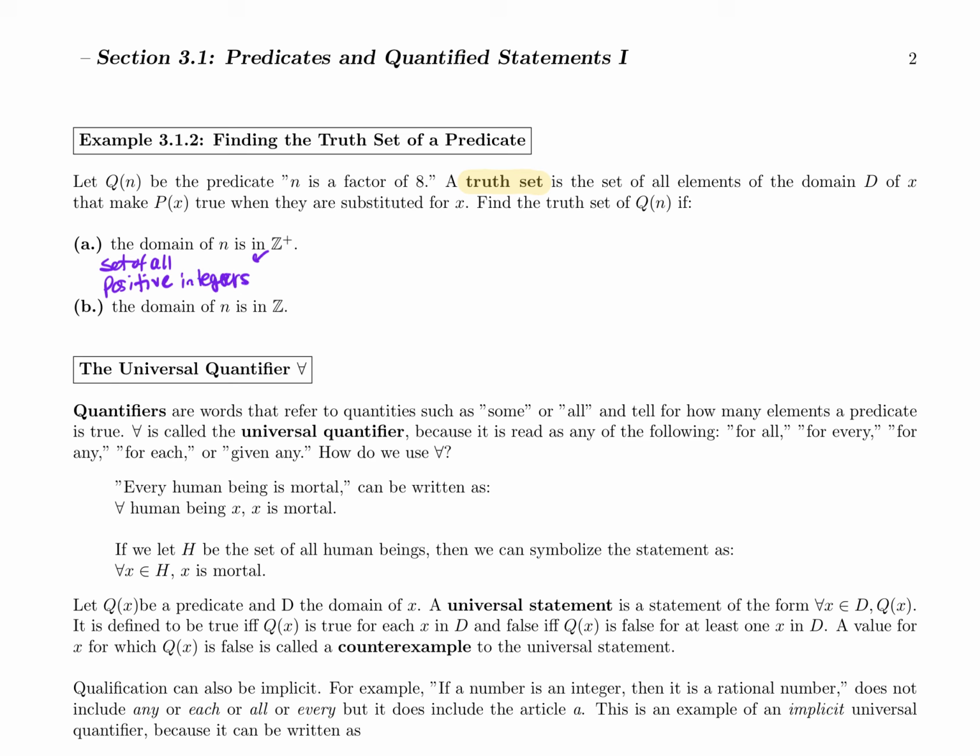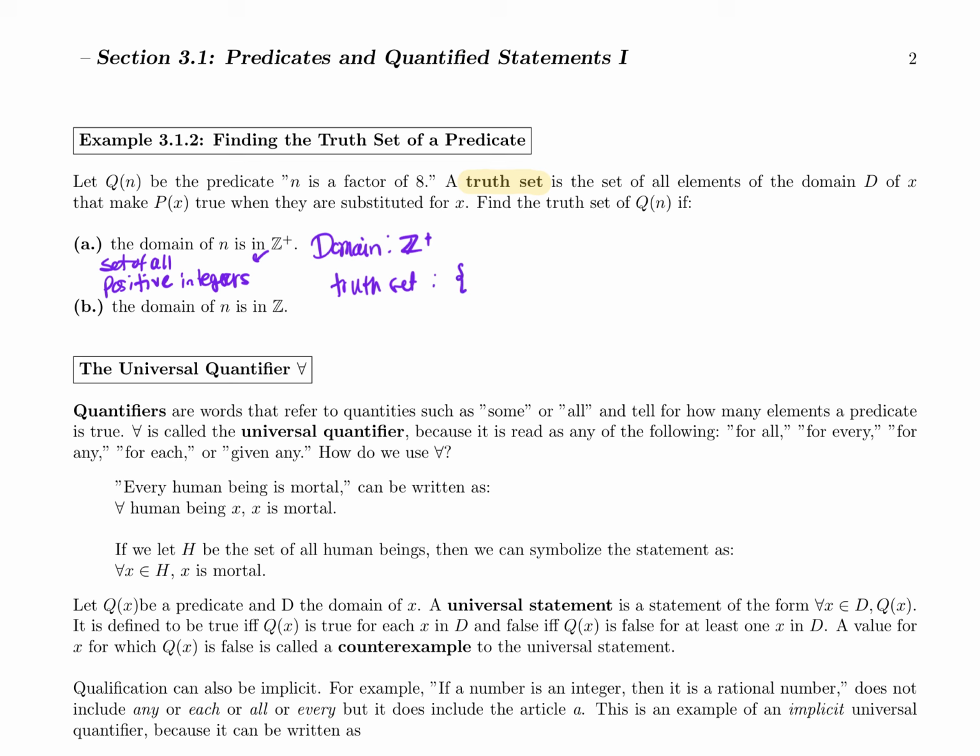Oops, there we go, integers. And so remember, Q of n is the predicate, n is a factor of 8. So what we're looking for here are factors of 8 that are also in the set of positive integers. So we're looking for the truth set. Our domain is Z plus, the set of all positive integers, but our truth set says that we need to have only positive integers that are factors of 8.